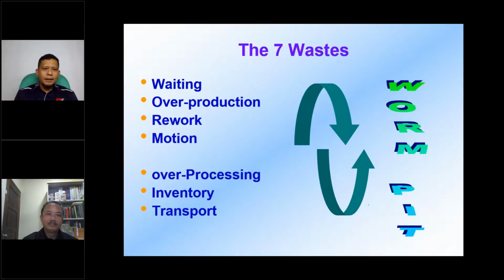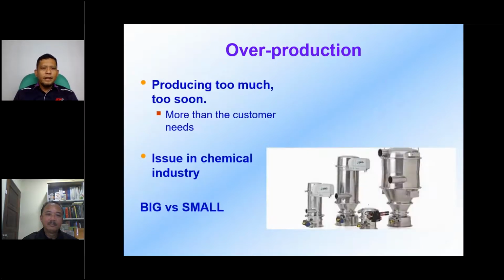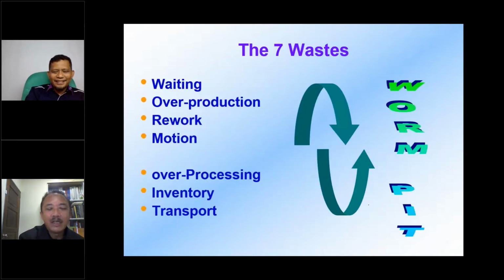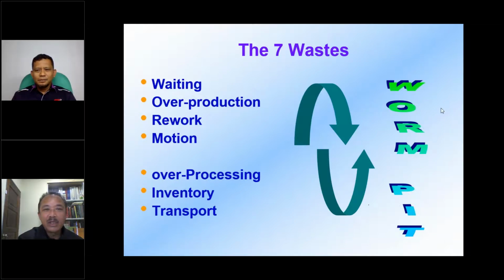Okay, so in a chemical plant, basically. Yes, Dr. Edly, just to add input also. Go to the previous slide if you can. Okay, can. Good that you have this. The 7 wastes, sometimes people use WORMPIT, some use TIMWOOD, some use COWTEAM. There are many acronyms. Very creative people are when they want to use acronyms.